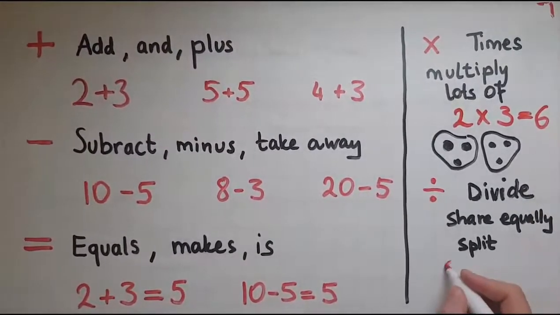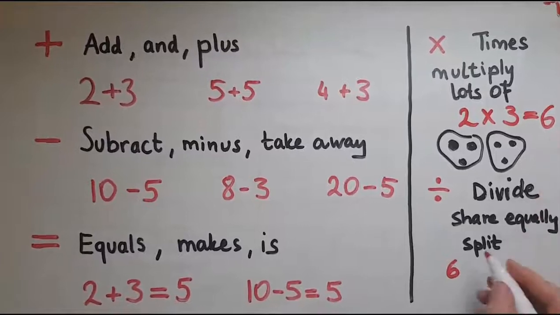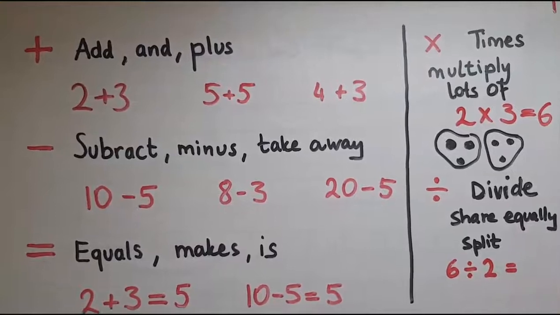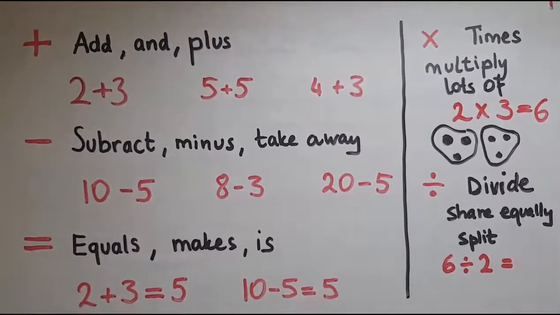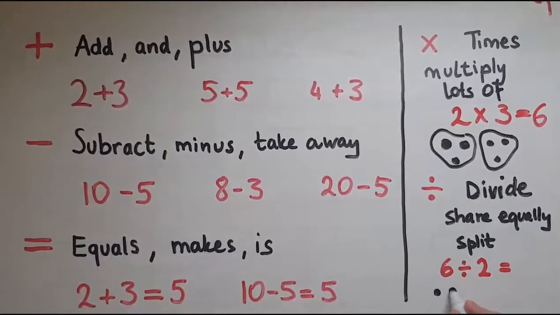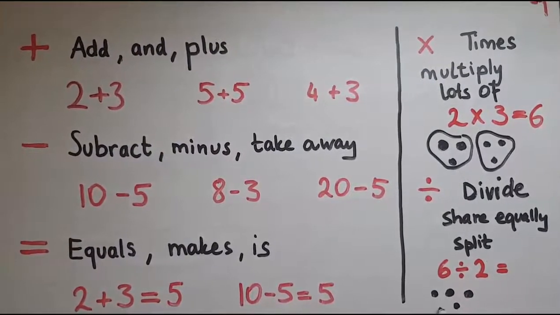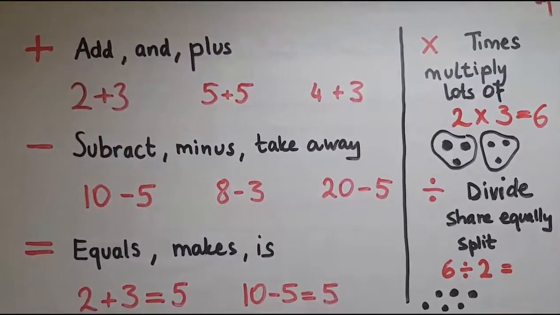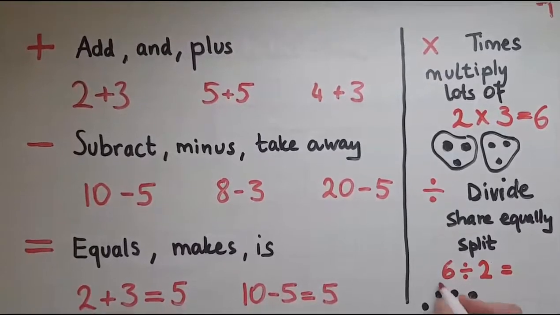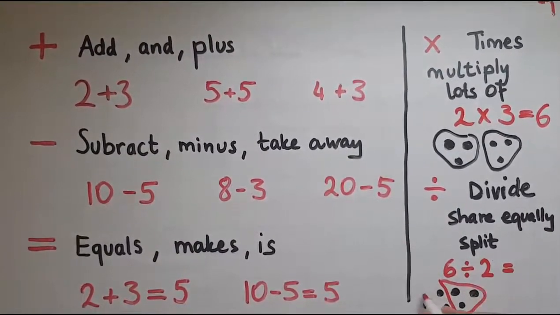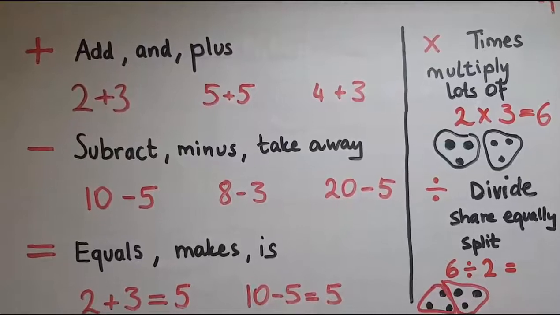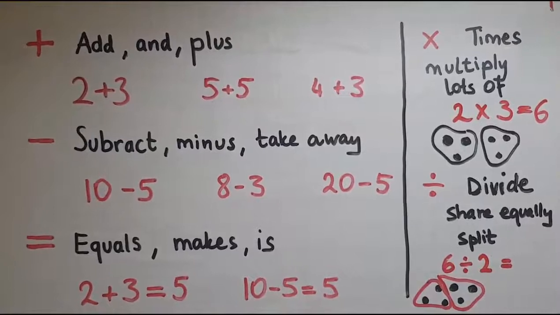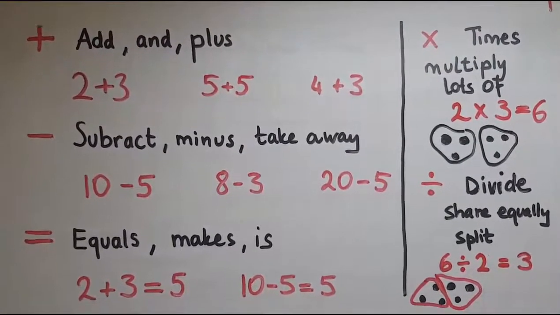Now we have that 6 divided by 2. So if I have, again, 1, 2, 3, 4, 5, 6 coins, and I'm gonna split them or share them equally into 2 parts, then I'll have 3 in one and another 3 in another, so they are equal, 3 and 3. So the answer is 3.